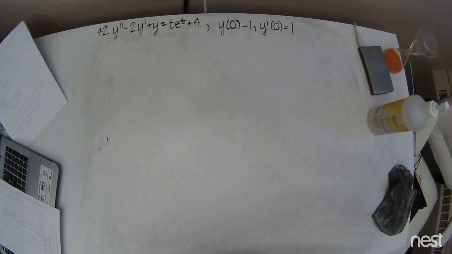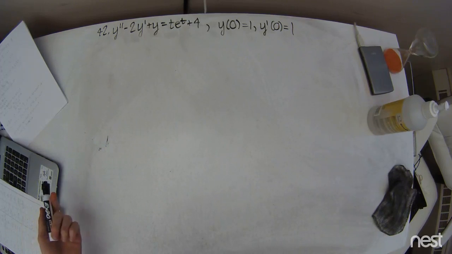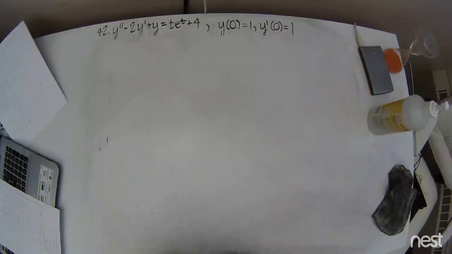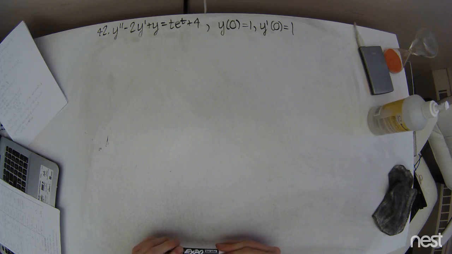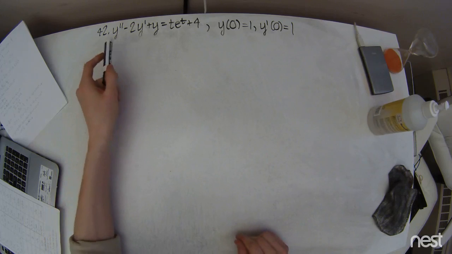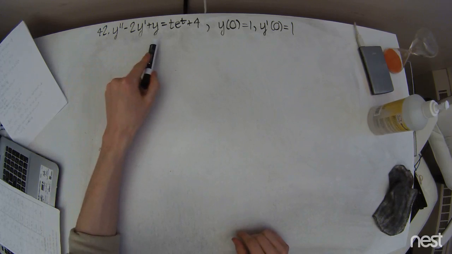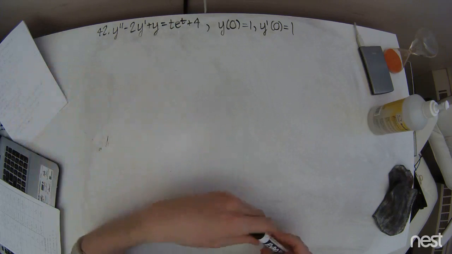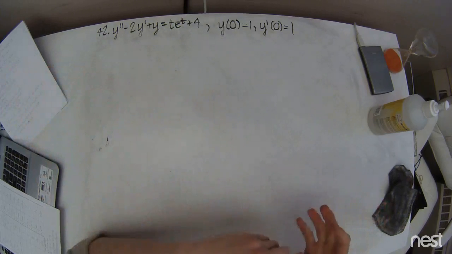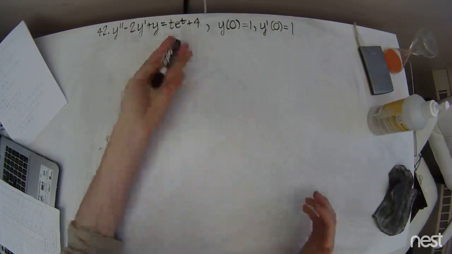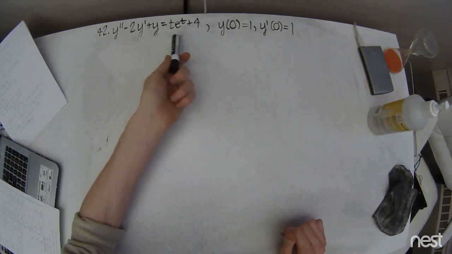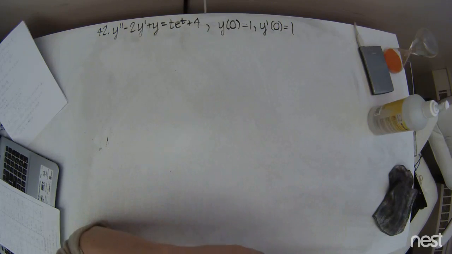So, here we have a second-order non-homogeneous ODE. There's actually going to be a couple different ways to solve this one. The first way you might think of going is undetermined coefficients. So you're just going to find the homogeneous solution by setting the left-hand side equal to zero, the characteristic equation, finding the roots, etc., and then doing the particular solution for the right-hand side.